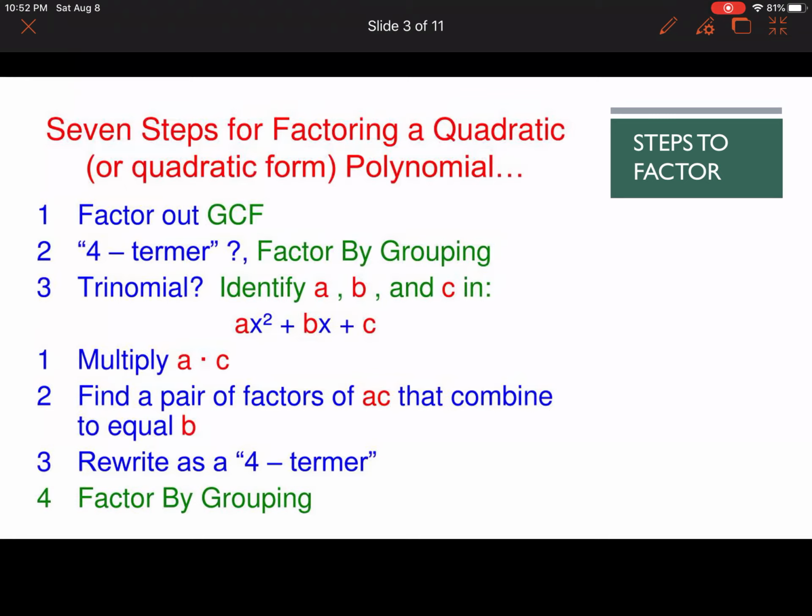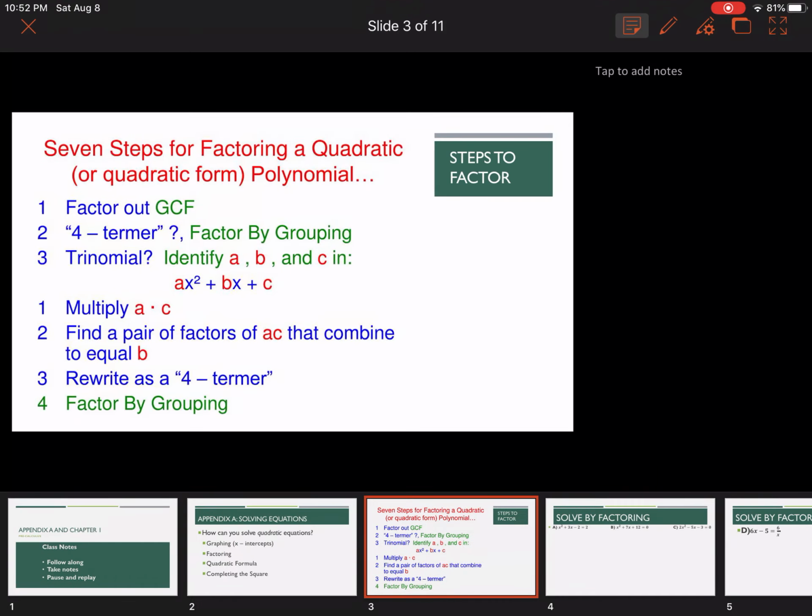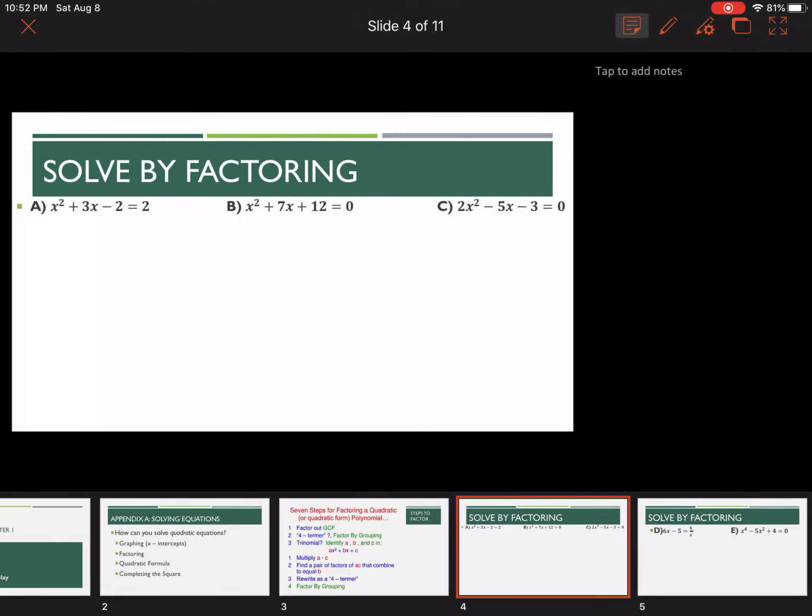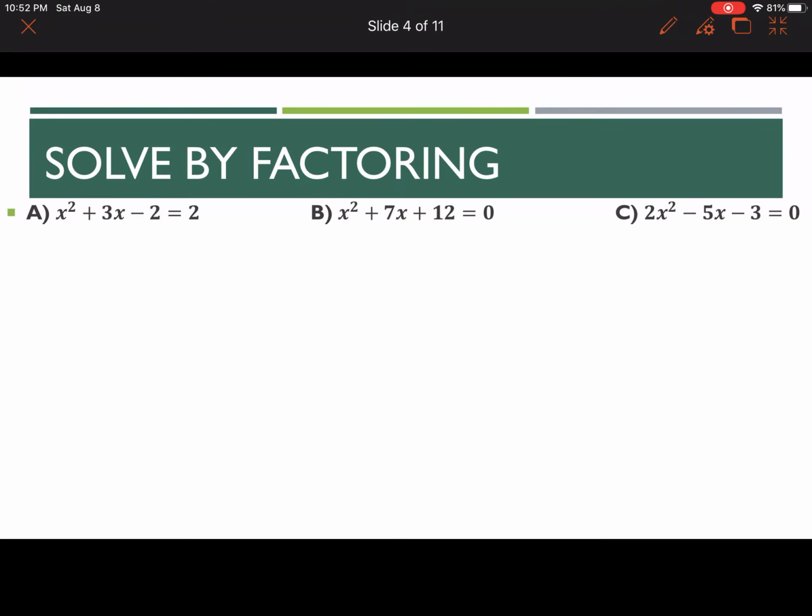It's essential that you can find the 2 magic numbers, 2 numbers that multiply to a times c and add to b. And then the last thing we're going to do is take out our GCF from each group. Okay, so let's go ahead and get started. And we have our first few questions, which are over factoring.